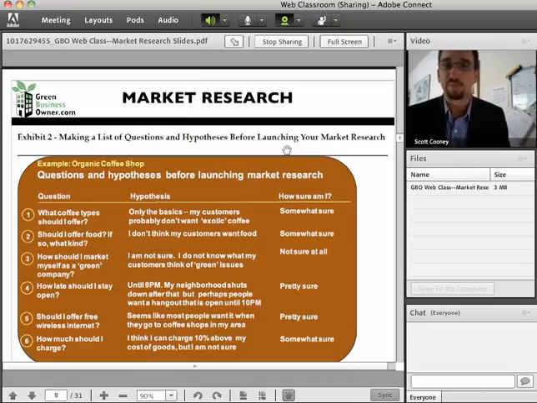We used an example in our document for somebody starting an organic coffee shop: questions and hypotheses before launching your market research. What coffee type should I offer? Should I offer food, and if so, what kind? How should I market myself as a green company? Do people care about the word green, or do they care mostly about the chemicals that are in regular coffee that are not in organic coffee? How late should I stay open? Simple things like that. Should I offer free Wi-Fi, or should I charge for it? How much should I charge for the coffee? How much should I charge for baked goods? That sort of thing.